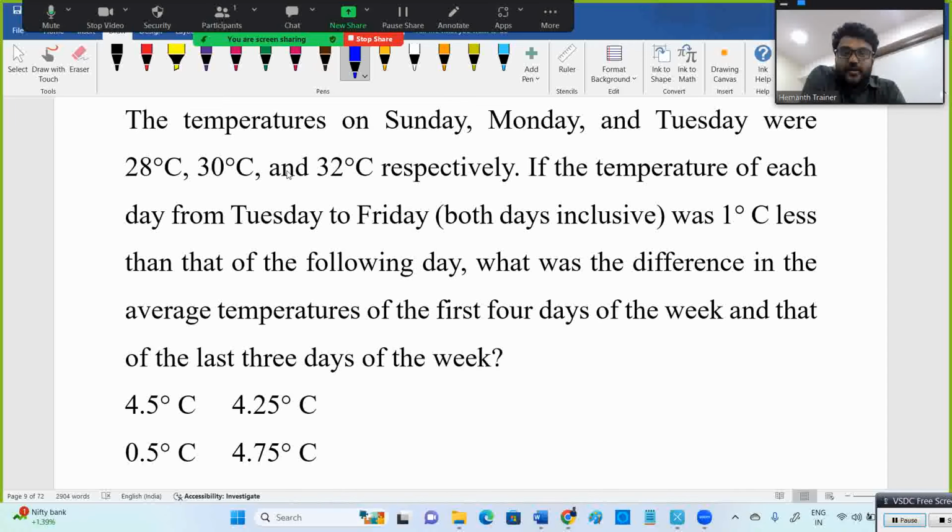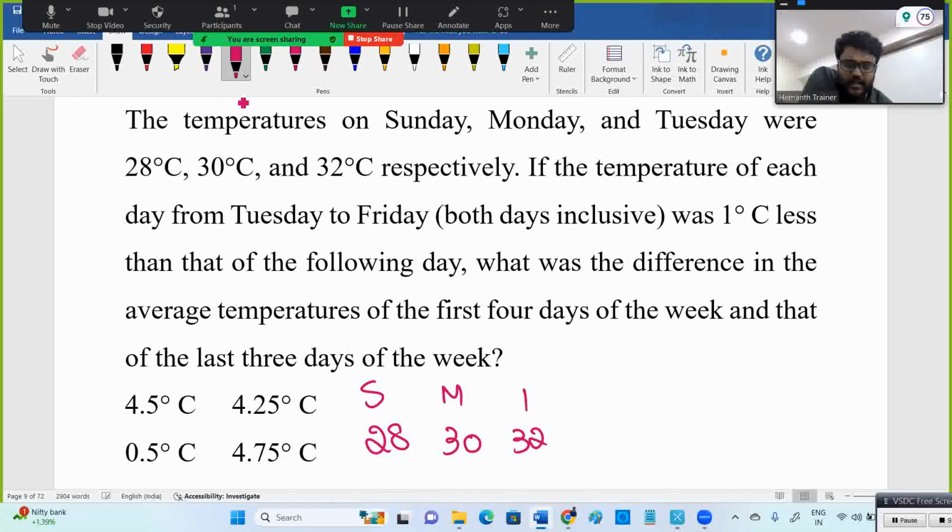See the question, it's a good question they have given. Sunday 28, Monday 30, Tuesday is 32. And then they said the temperature of each day from Tuesday to Friday was 1 degree less than that of the following day, not the preceding day, the following day. So Wednesday must be how much?